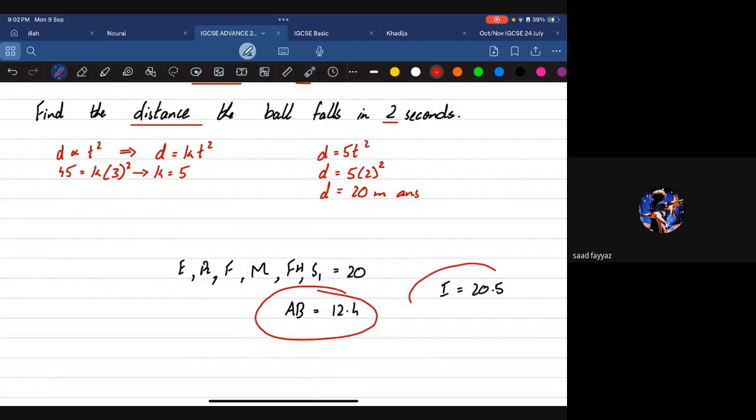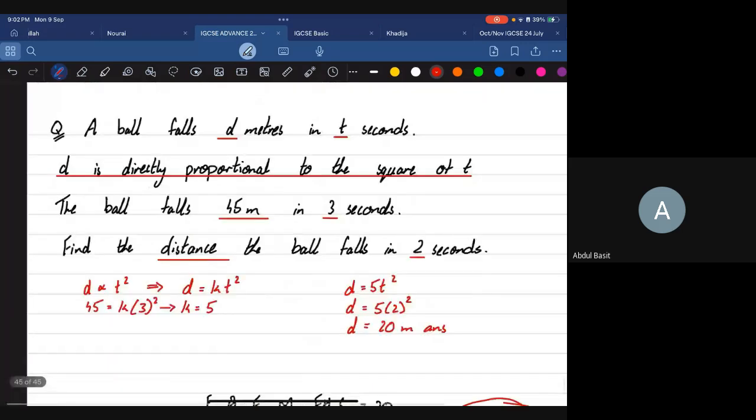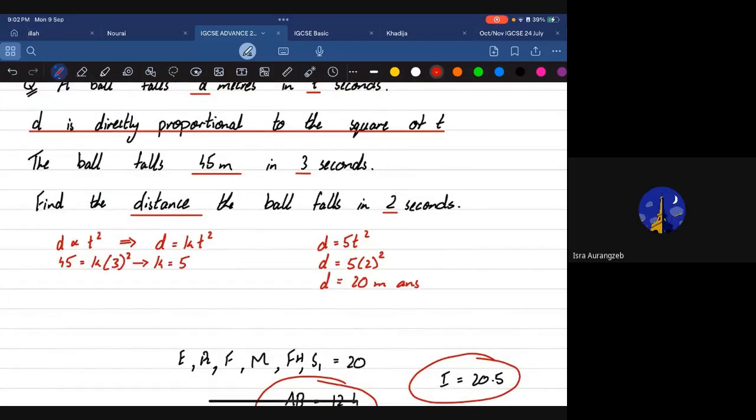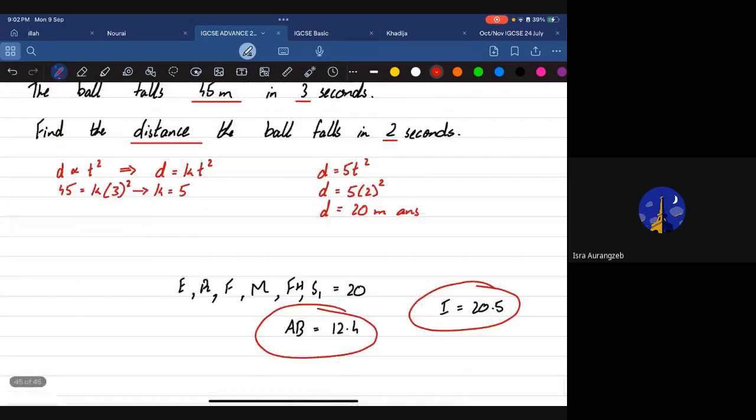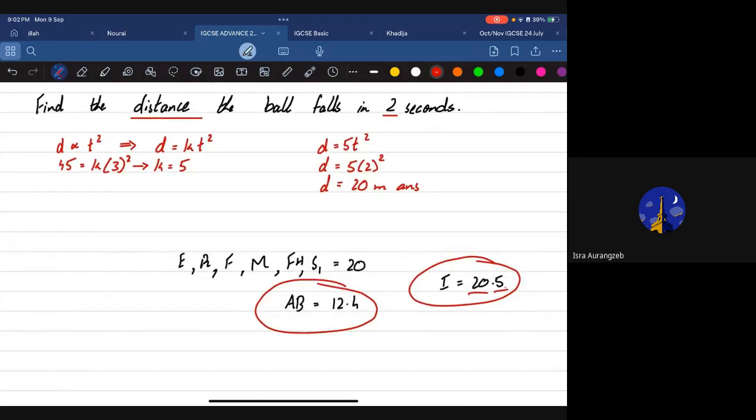Basit, what's wrong? How did you get 12.4? Sir, instead of 45, I wrote 15, and instead of square, I wrote square root. Wow, Basit, that is excellent. But now you get it. Yes, Isra, you're getting 20.5 something. Maybe I mistakenly added an extra number. All right, no issues, sister.